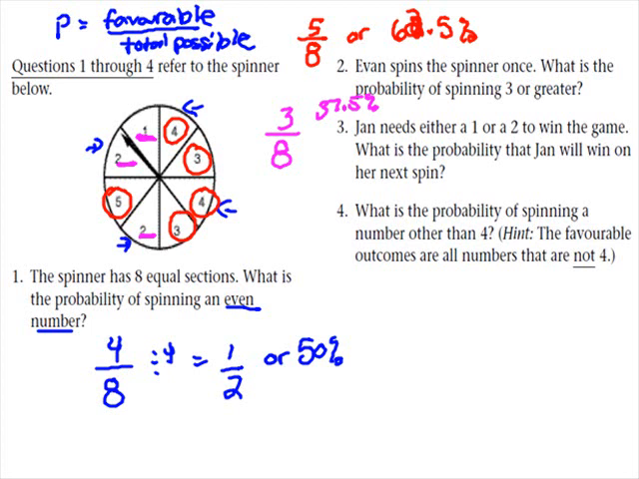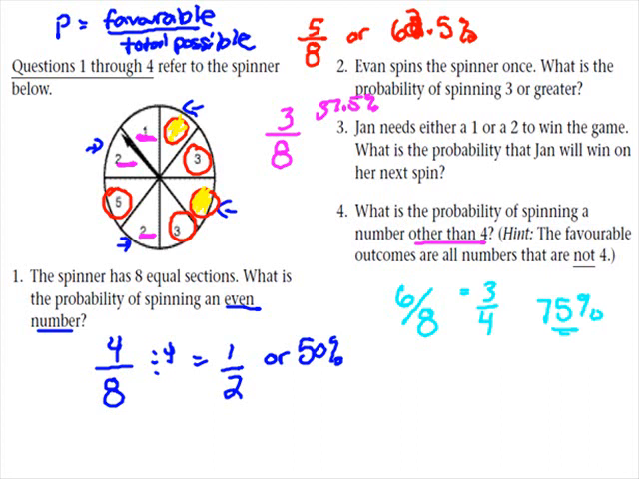Finally, number 4, what is the probability of spinning a number other than 4? Well, I'm going to look to the spinner again and look for numbers that aren't 4. Or if you like, you can just subtract the options of 4 from the total. So there are 6 numbers that are anything other than 4 out of 8. Again, reduce your fraction to make that 3/4, and if you want to change it to a percent, there's a 75% chance that you'll spin a number other than 4.